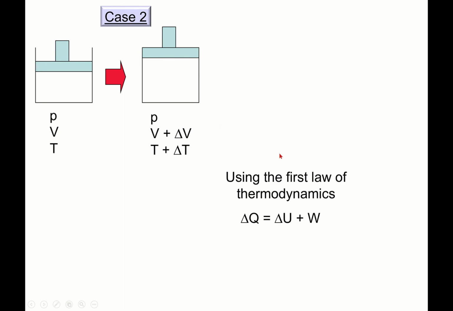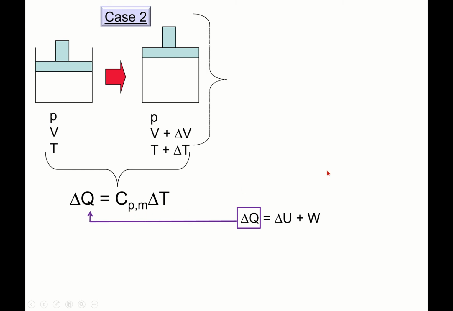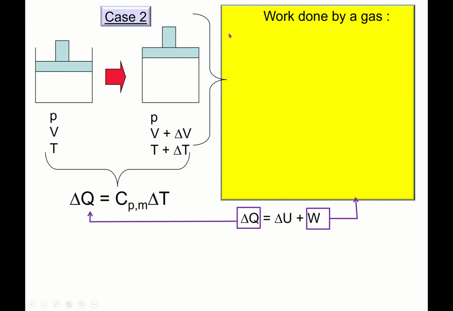For the second case, we still use the first law of thermodynamics. For delta Q, because this is constant pressure, we use the heat capacity n CPM delta T, and n is 1 mole, so delta Q equals CPM delta T, the molar heat capacity at constant pressure. And for the work done, the pressure is constant, so we can use work equals P delta V.